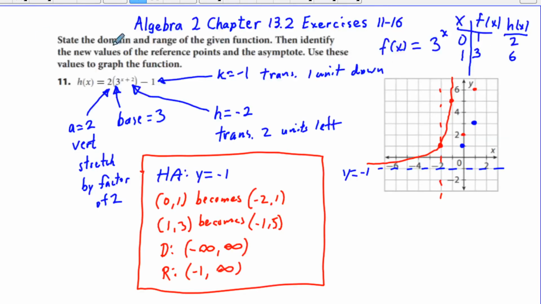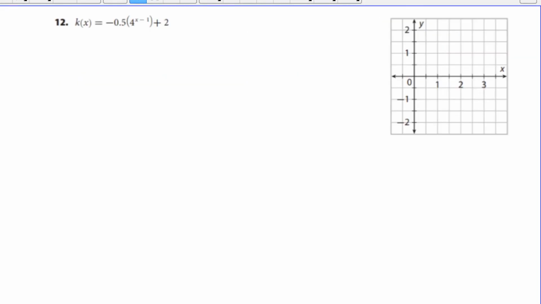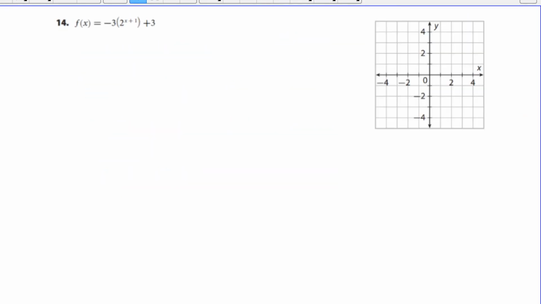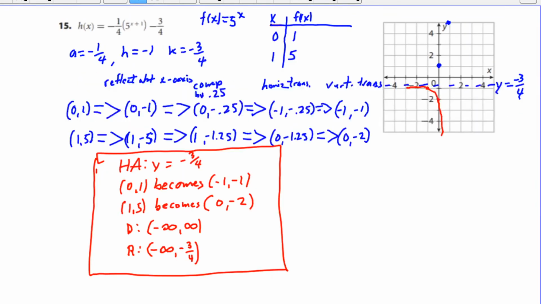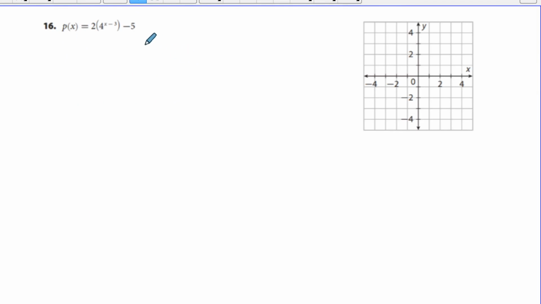(11 through 16) has to do with stating the domain and range of the function, then identifying the new values or reference points and asymptote. Use these values to graph the function. So I'm going to go backwards from 16. Here we are at 16, and we're given p of x equals 2 times 4 to the power of x minus 3 minus 5.